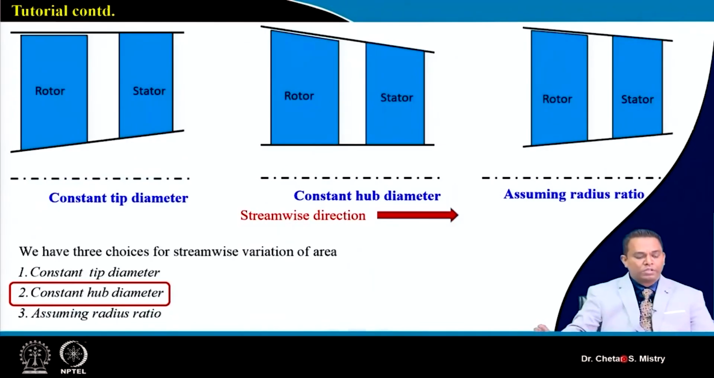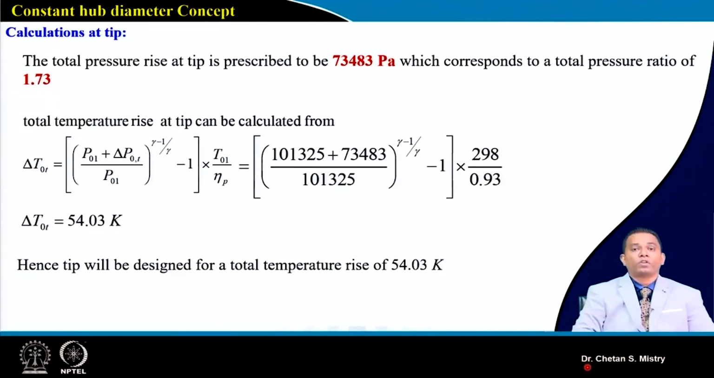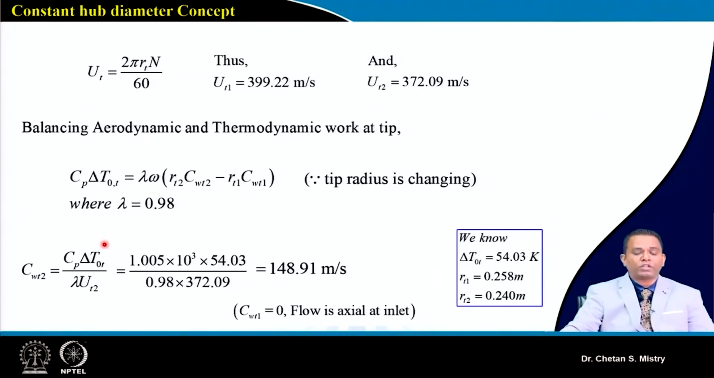So let's move forward. For the tip station, as we have assumed our pressure ratio near the hub station to be 1.5, in line with that let's assume our pressure ratio near the tip station to be 1.73, and that gives my delta P0 to be 73,483 Pascal. So if we assume this as the case for the tip station, we can calculate our delta T0 based on our fundamental equation, and that comes to 54.03 Kelvin. Now based on the calculation for our delta T0, we will compare our aerodynamic work and thermodynamic work. That will be the same.